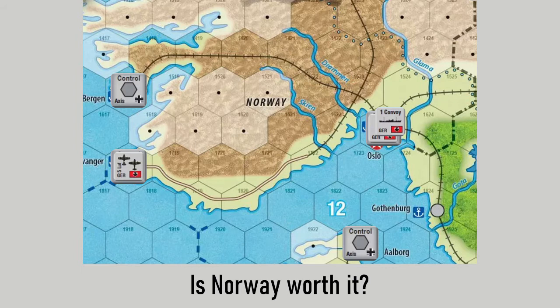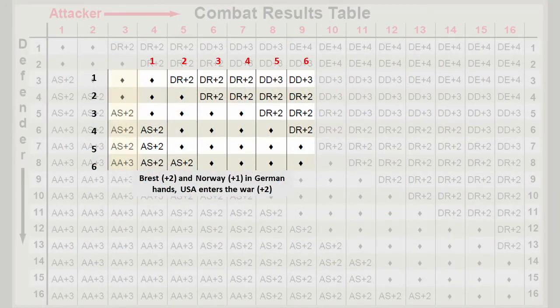Now the question is, is it worth all of the effort of capturing Norway, which means either bringing Sweden on side or conquering Sweden, or spending your surprise attack marker and then stationing these units there to get the bonuses? The combat table here shows the odds for the Germans holding both Brest and Norway after the USA has entered the war. And the yellow indicates the shift if the Germans do not hold Norway.